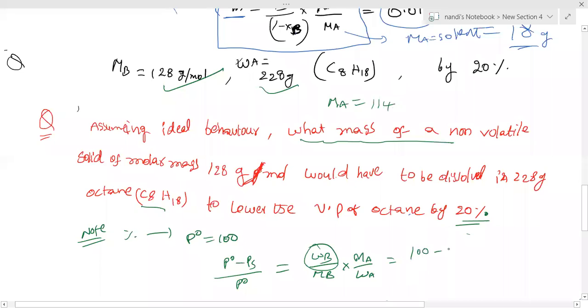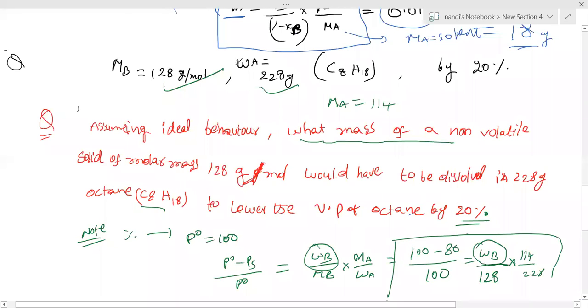This is 100 minus 80 by 100. 20% lowered means out of 100, 20 is less. So how much remains? 80. Equal to WB, we don't know, then MB equals 128. MA equals how much, sir? 114 by 228. By solving, we'll get the WB value. Calculate how much we are getting for WB.